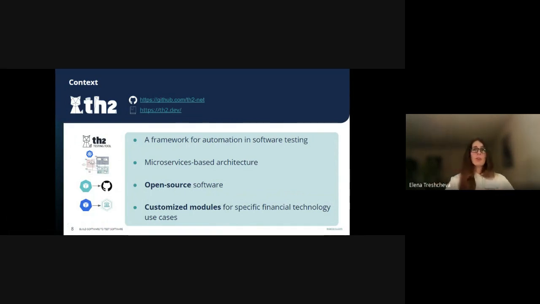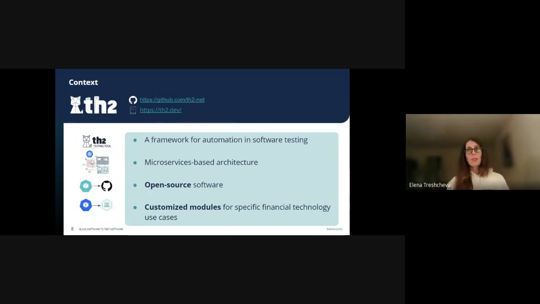As for those of an open source project that exists in parallel with some domain specific implementations, in our case, this is the financial technology domain. Here I will be drawing upon my team's experience with documenting one of the frameworks that support our company's testing service. The platform is called TH2, and its main purpose is to be used to test complex financial technology used in trading, clearing, payments, other domains of the financial technology industry.